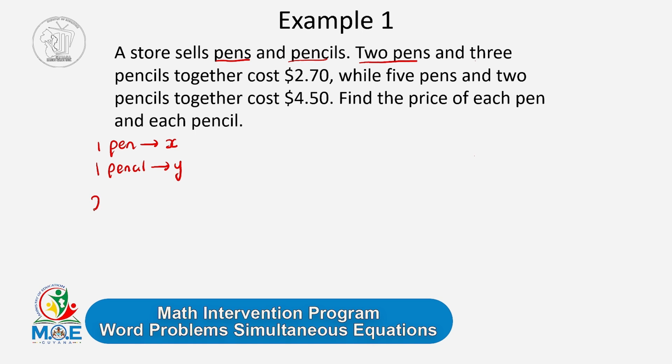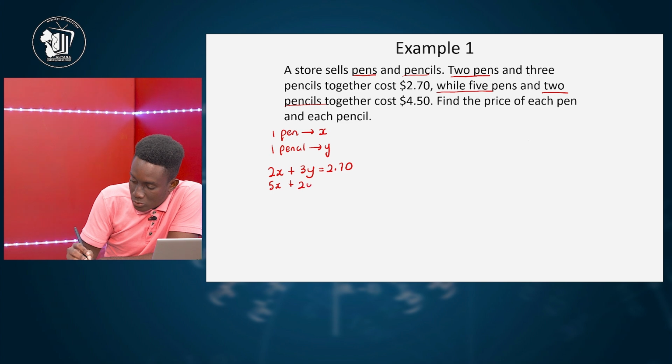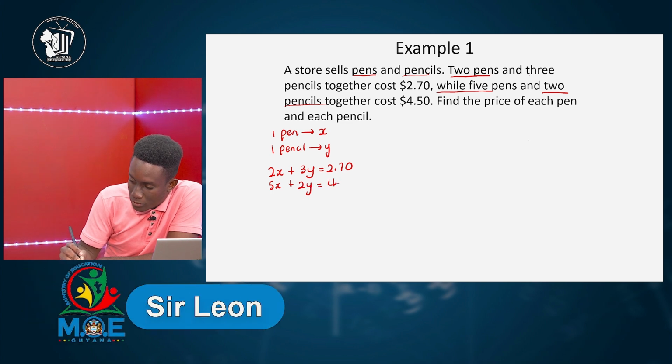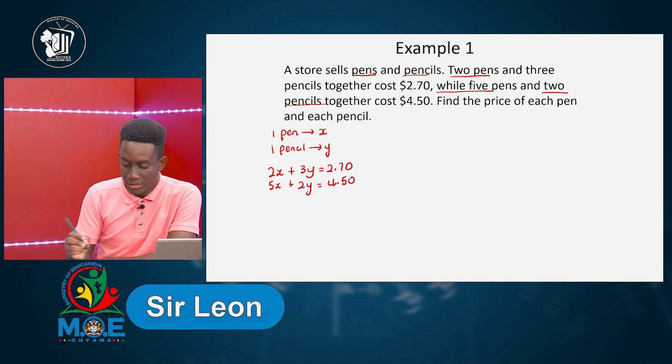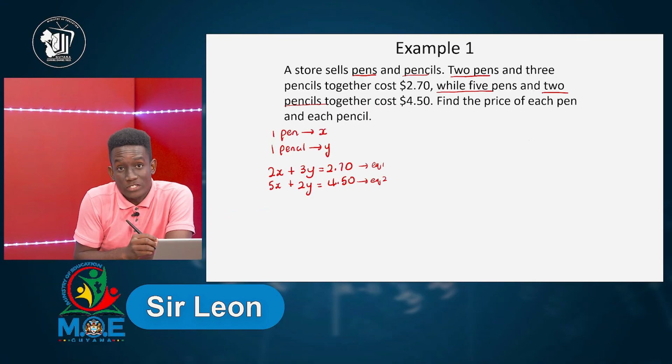So 2 pens would be 2x plus 3 pencils would be 3y, and that will cost $2.70. While 5 pens, so 5x, plus 2 pencils, which would be 2y, is equal to $4.50. So you have two equations, equation 1 and equation 2. Of course you see the coefficients are not the same, so we need to make them the same.